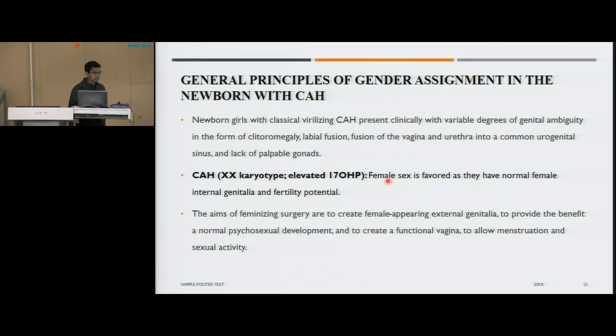But as in our case, when the patient presented at a later stage with extreme virilization, it becomes difficult and challenging, it's confusing, and it becomes a controversial topic, whether to go ahead with feminizing genitoplasty or to continue rearing him as a male, if he had earlier been given the male gender.